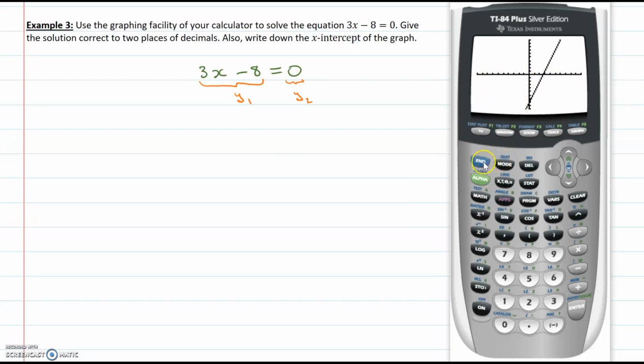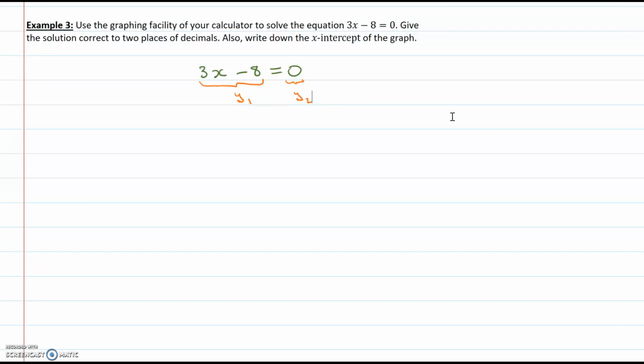But if we do exactly as we've done before, so second calc and 5 intersect, and press enter 3 times, 1, 2, 3, we get x is equal to 2.66667, or 2 2/3. So that means x is equal to 2 2/3. However, there is another way of doing this that is more common. So we're going to try and do this the second way.